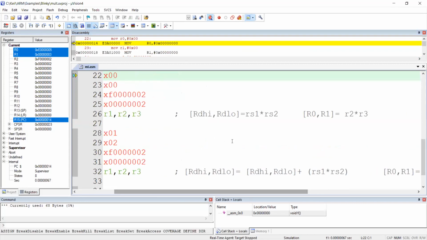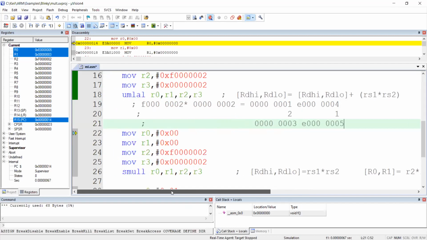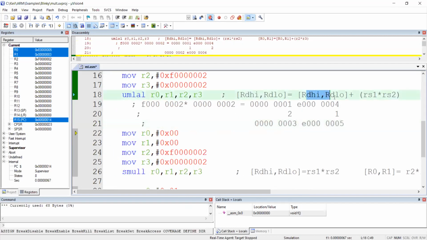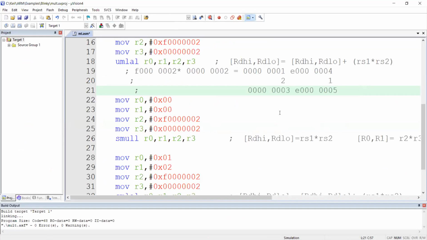Where was the explanation? Here I would have done 1, here 2. Okay, so this will be 3 and this will be 5. Can you see the answers here in R1 and R0? R1 and R0, whatever the values are. So earlier values plus product. Is it clear now? Okay, earlier values plus new product.